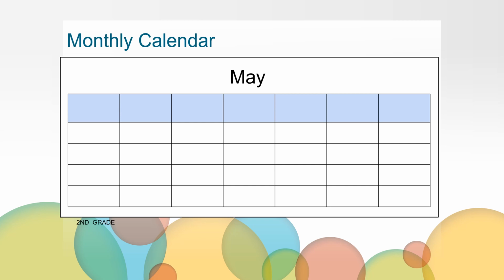Okay, so now our calendar has the name of the month, May. What part do we need to add next? If you said days of the week, you are right. Where do you usually find the days of the week on a calendar? Days of the week are usually on the top row. Rows go left to right across the page.